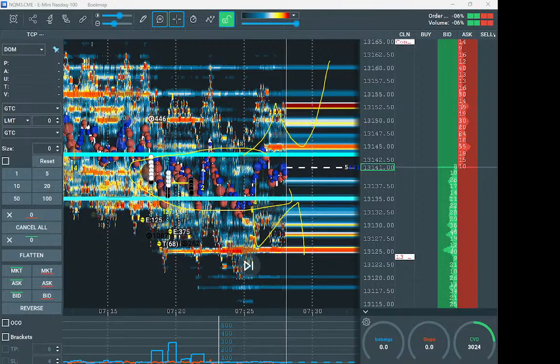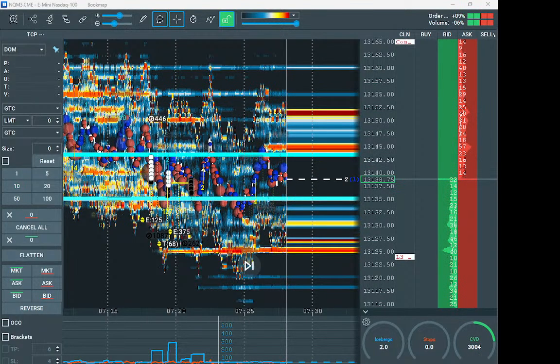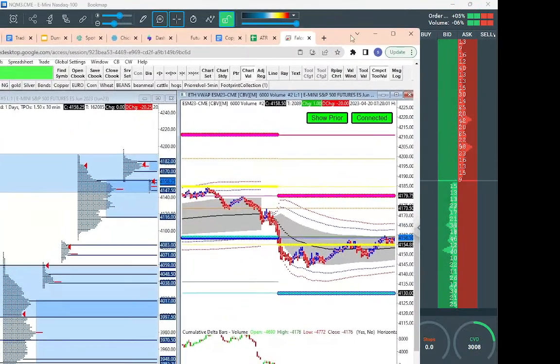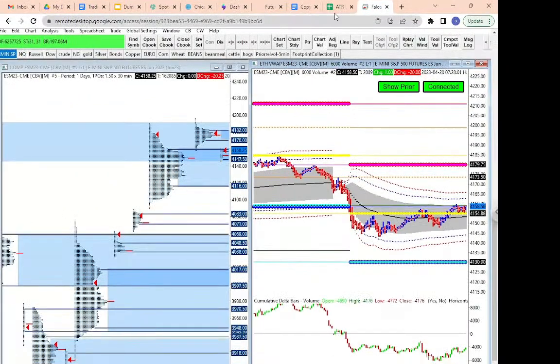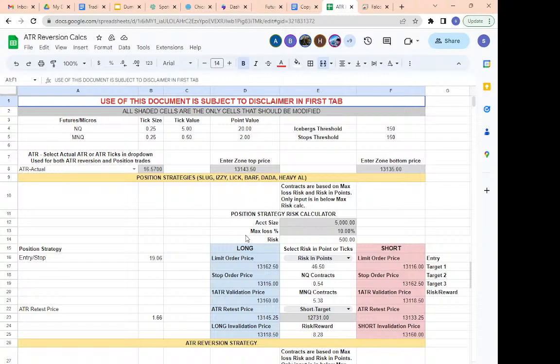Remember, I'm a day trader. I will trade both ways, but if I get something in the direction of what I think is happening, then I will trade bigger. All right. So the validation price to make that a long setup, I need to see 13,160. To make it a short setup, I need to see 13,118.50.